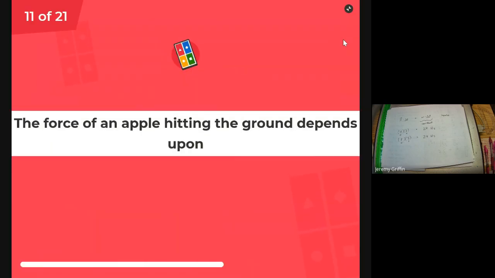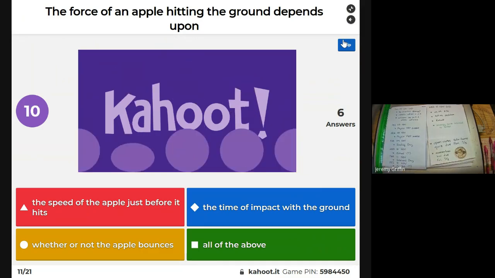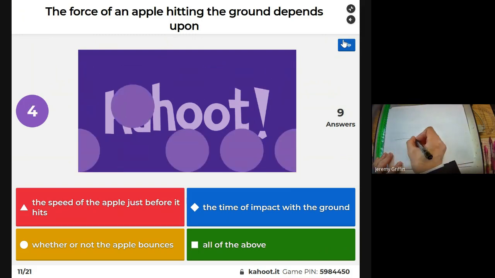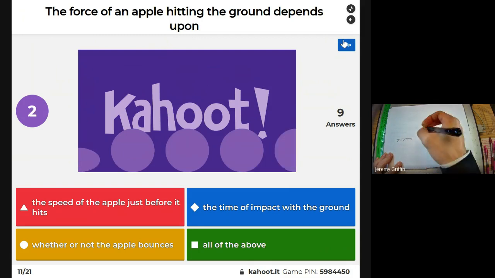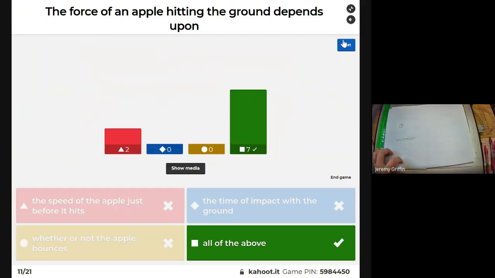The force of an apple, I like this question. The force of an apple hitting the ground depends upon. Ooh, nice. All the above. Right, you guys got it.